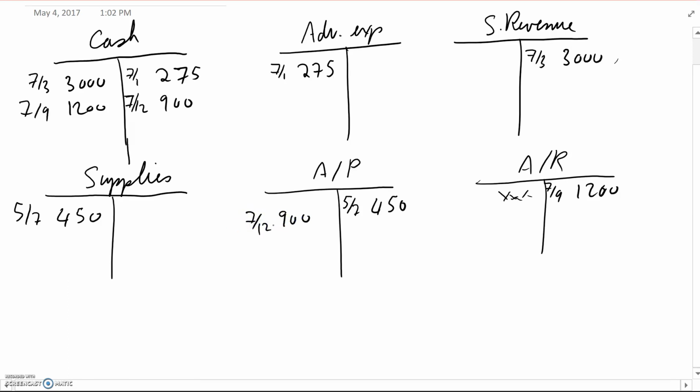On the 17th of July, performed service on account. So we said accounts receivable in this case. We performed service on account. Accounts receivable, which is an asset, increases. So it's going to be debit because assets are debit and increase by the same nature. So we have here the 2,800 on the 17th.